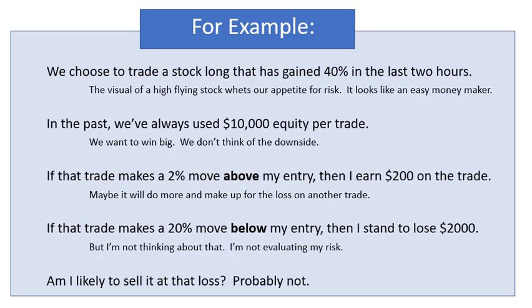If that trade makes a 2% move above my entry, then I earn $200 on the trade. But maybe it will do more and make up for the loss on another trade, I think to myself. If that trade makes a 20% move below my entry, then I stand to lose $2,000. But I'm not thinking about that. I'm not evaluating my risk. My eye goes to the chart that's zooming up, and I'm trying just to get a piece of it, and I'm not measuring my risk.